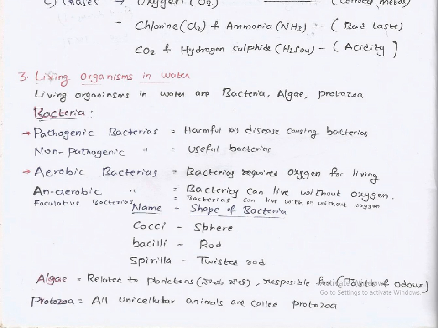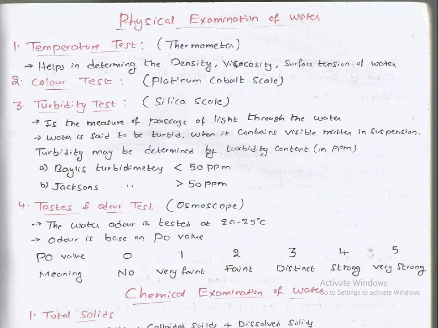Physical examination of water. Temperature test: a thermometer helps in determining the density, viscosity, and surface tension of water. Color test: platinum cobalt scale. Turbidity test: silica scale. It is a measure of the passage of light through the water. Water is said to be turbid when it contains visible matter in suspension. Turbidity may be determined by turbidity content in ppm.